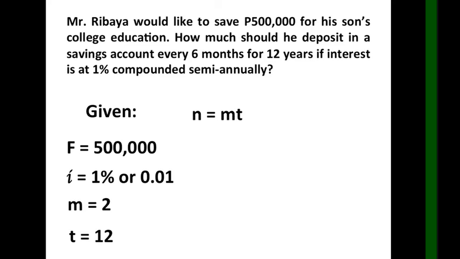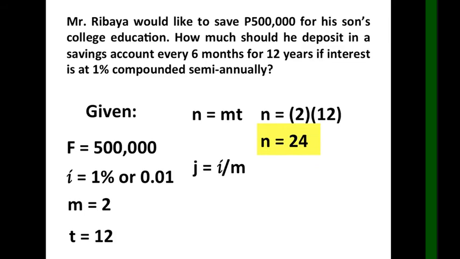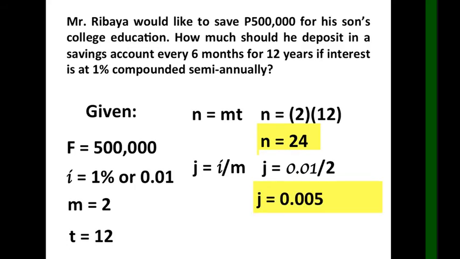To solve for the N, we have MT, which is 2 times 12, and the answer is 24. For the J, we have I over M, which is 0.01 divided by 2, so we have 0.005. Therefore, we have our new given: 500,000, 24, and 0.005. We will now disregard these three because we used them to solve N and J.